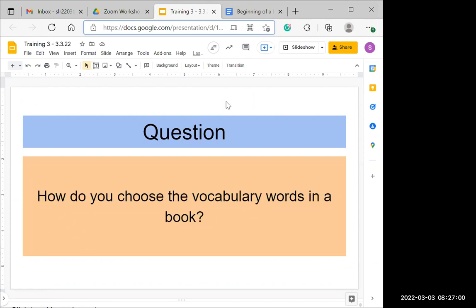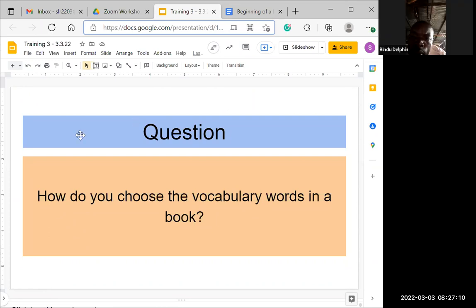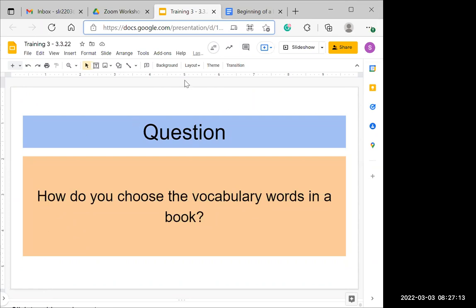Yes, I want to answer this question of how do we choose the vocabulary words in the book. The first thing we have to do when we are going to choose the vocabulary words from the story, we first need to look in the book. As a librarian, we first need to read the book. After reading the book, you will know those words which are coming several times in the book. Those words which are coming several times in the book, you have to choose them as vocabulary.